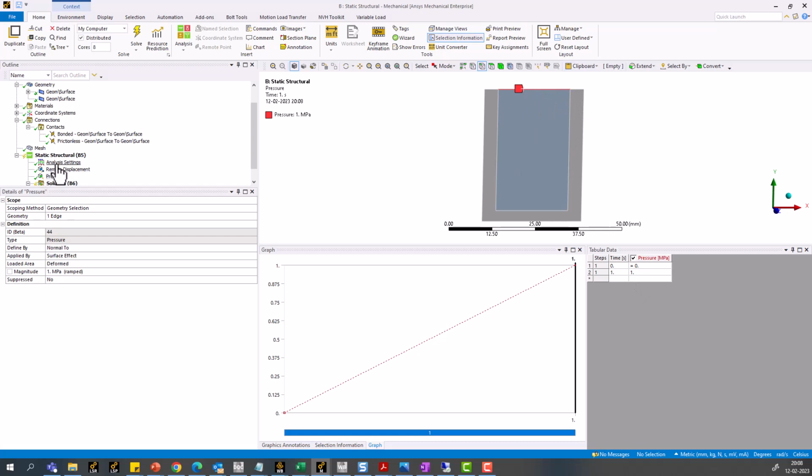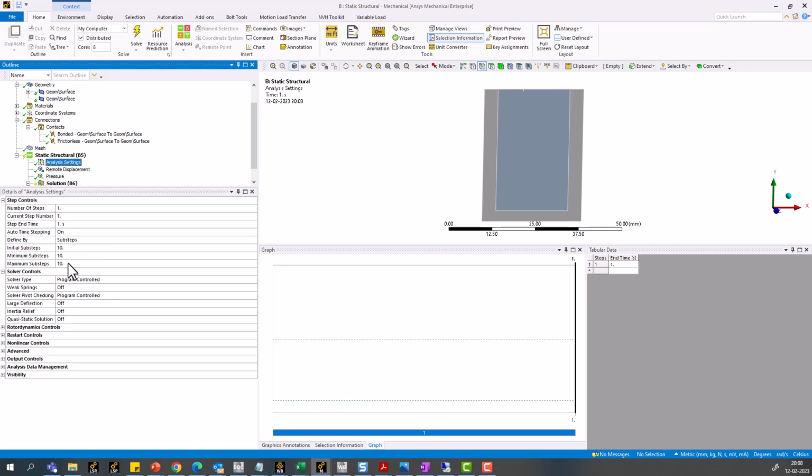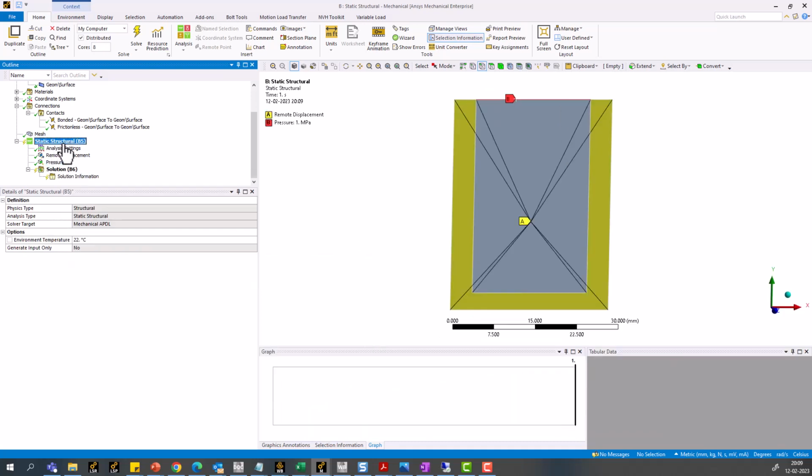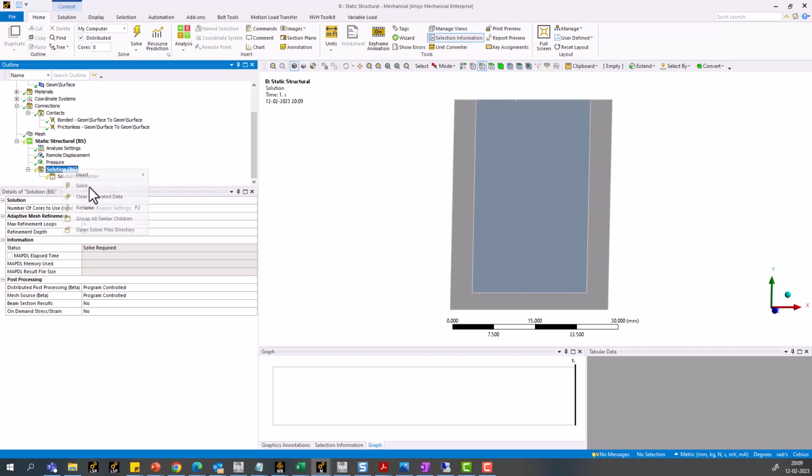Whenever I'm forcing the solver to take a minimum of 10 substeps, I'm telling the solver to split whatever load I'm applying into 10 parts. So for each substep, the maximum load that can be applied, from the solver's perspective, is 0.1 MPa, not more than that. Definitely for very non-linear types of problems, we need to play around with these values, because that becomes very critical in order to get a good converged solution. Now let me solve this one.